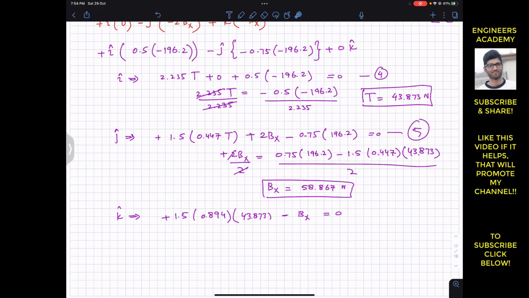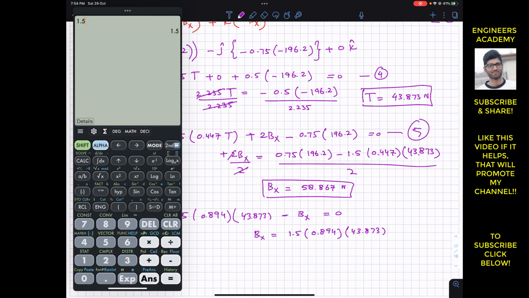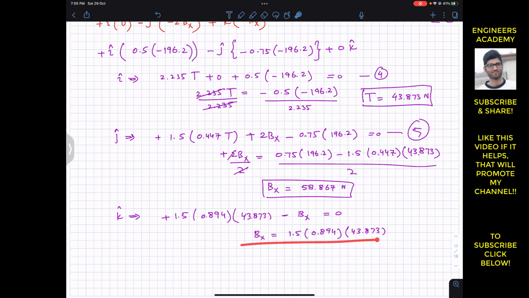So now from this we can say that Bx is equal to 1.5 times 0.894 into 43.873. So let's find this. This is 1.5 into 0.894 multiplied by 43.873. This gives me 58.83, which is approximately equal to Bx. So this means that we get the same Bx value.